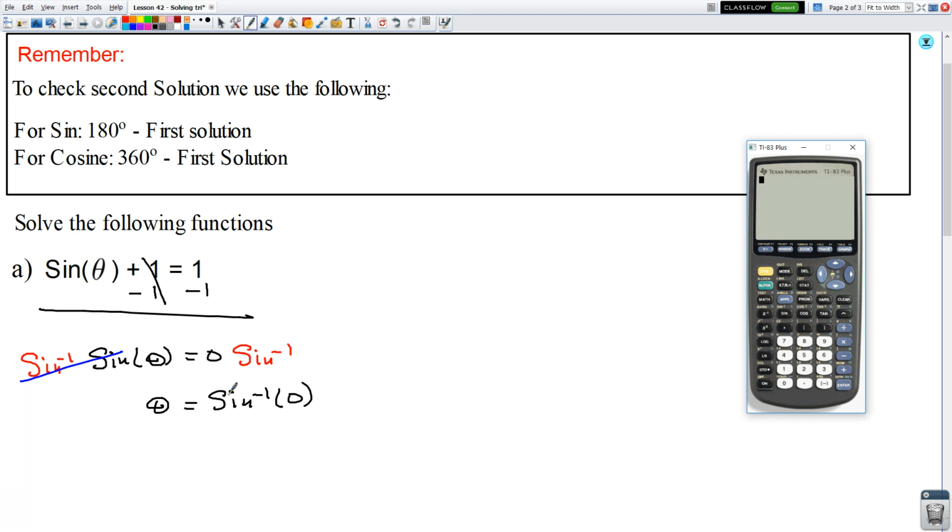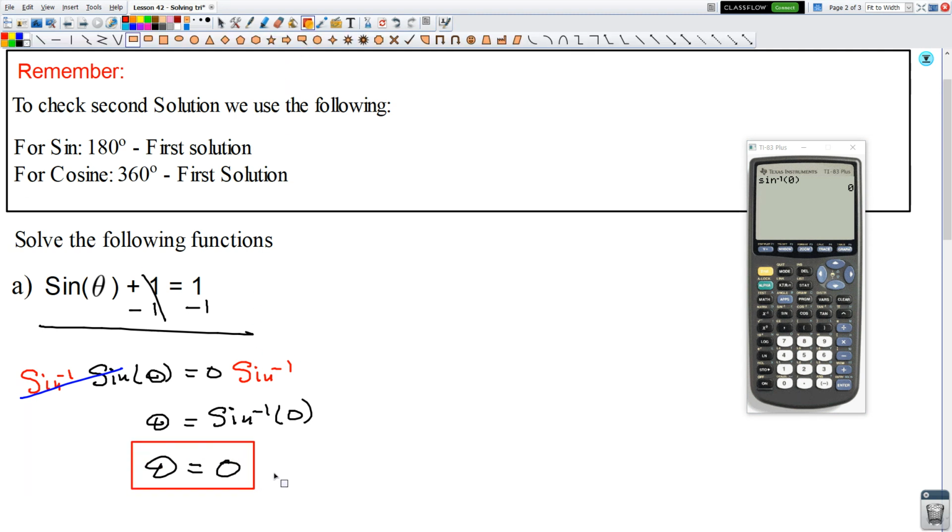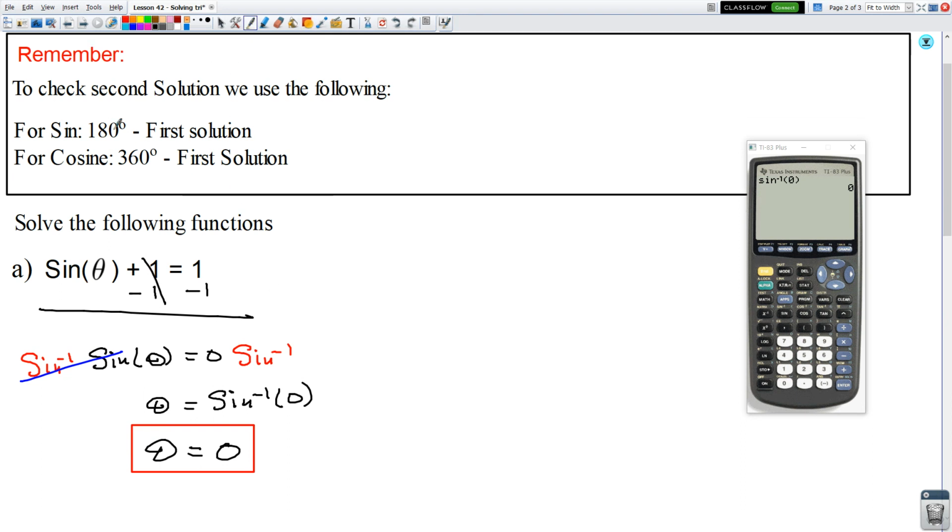Now let's actually figure out what is sine inverse of 0. Regularly, you just have sine. It's a little bit small here, but if we press second, notice that on top of sine, you see sine to the power of -1, which is an inverse. That's exactly what we want. So sine inverse of 0. Press that out. So here we have that theta is equal to 0. This is something that we have seen. So this is one solution, but remember that we have to check for second solutions.